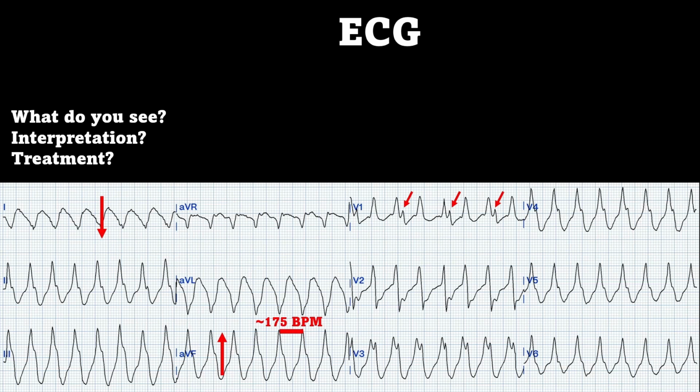So a fast, wide, complex tachycardia with no PQRS is going to be ventricular tachycardia every day and twice on Sundays. Remember, for a QRS to be wide, it needs to be 120 milliseconds or more.